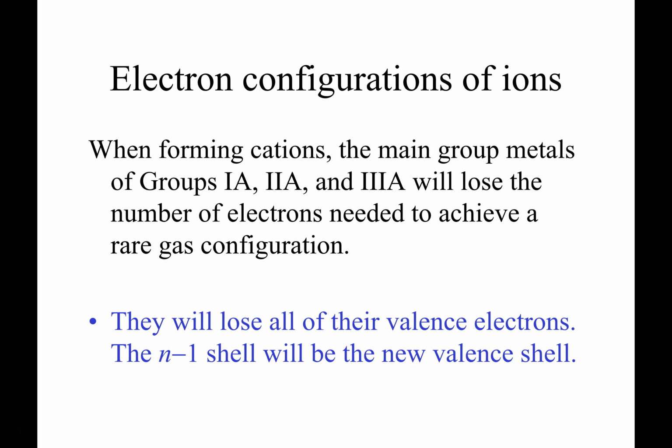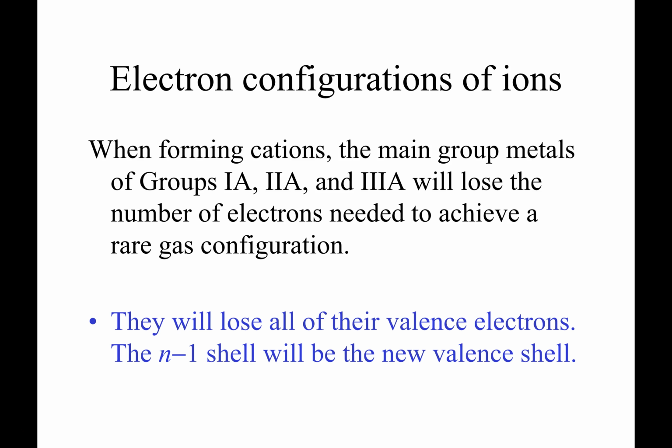So we've been talking about electron configurations. You know, that's how the electrons are hanging out. And now we're going to segue into what happens if electrons come and go. What do the electron configurations of cations look like? What do electron configurations of anions look like?